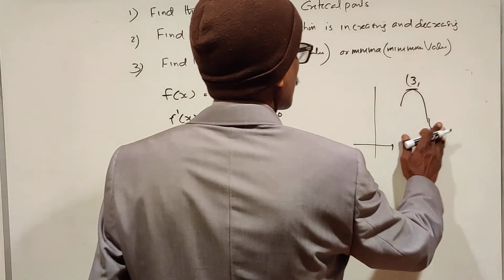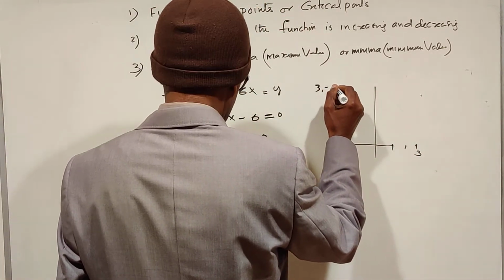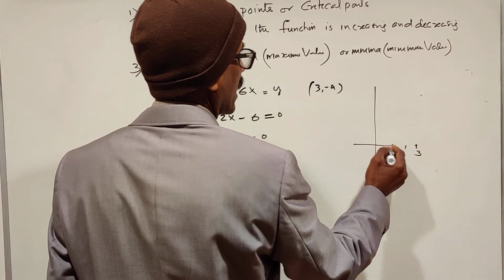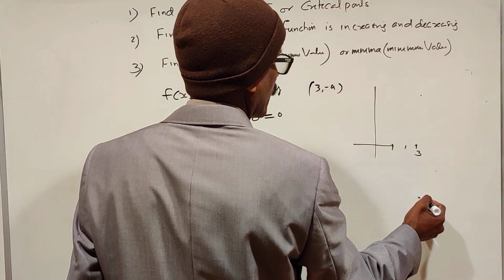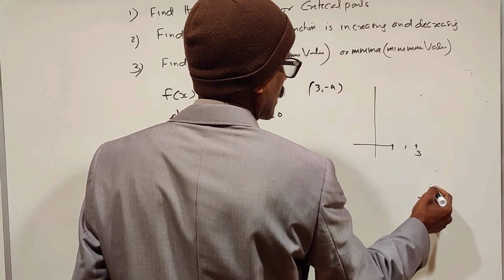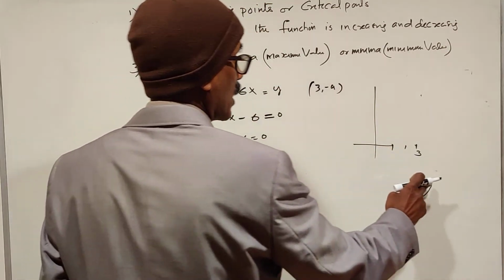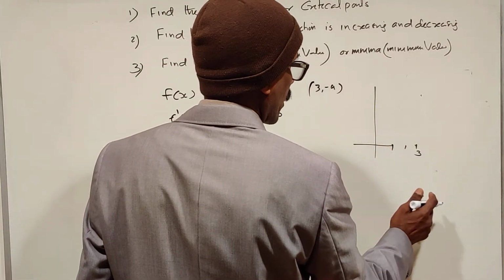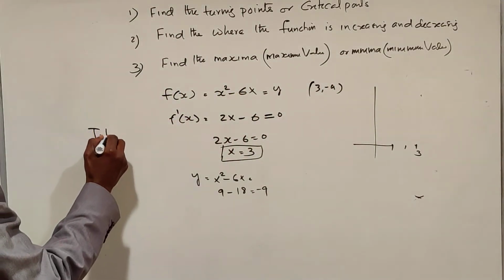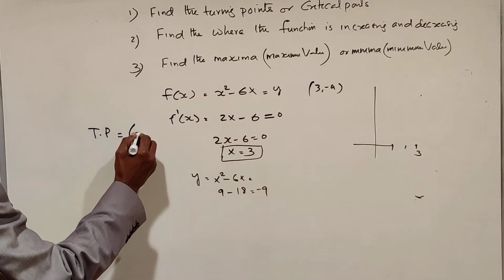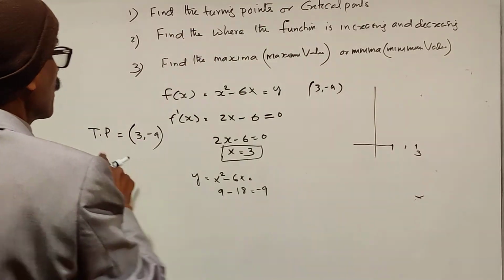So the point is (3, minus 9). Where is (3, minus 9)? 3 is here. Minus 9 is here. So this is the turning point. We don't know whether that is minimum or maximum. We need to find out. So you need to write turning point is equal to (3, minus 9). Okay, the first problem, the turning point, we got it.